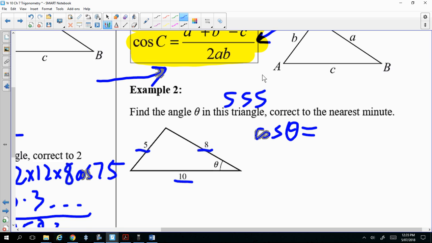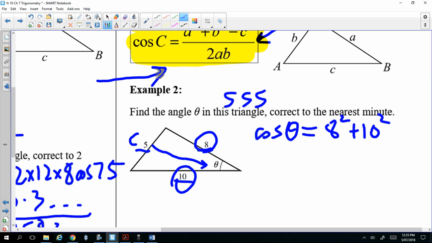So therefore, these guys are A and B. So you write 8 squared plus 10 squared minus the 5 squared. So the C is the 5, opposite to the angle. And then you have to do that again over 2 times 8 times 10.